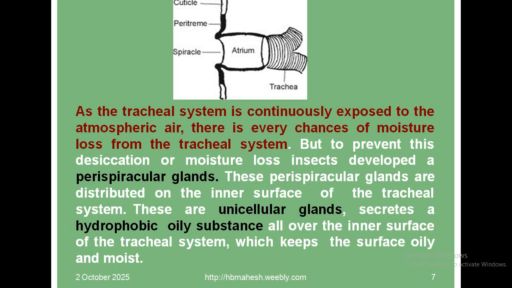At the same time, it prevents the moisture loss during respiration, because in the silkworm, the main thing is physiology of digestion, maintenance of water balance, maintenance of water. So these perispiracular glands prevent the moisture loss during the respiration.